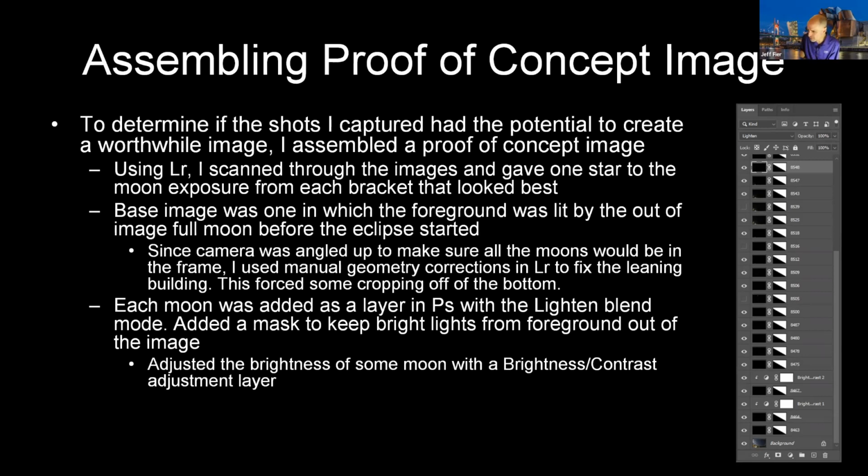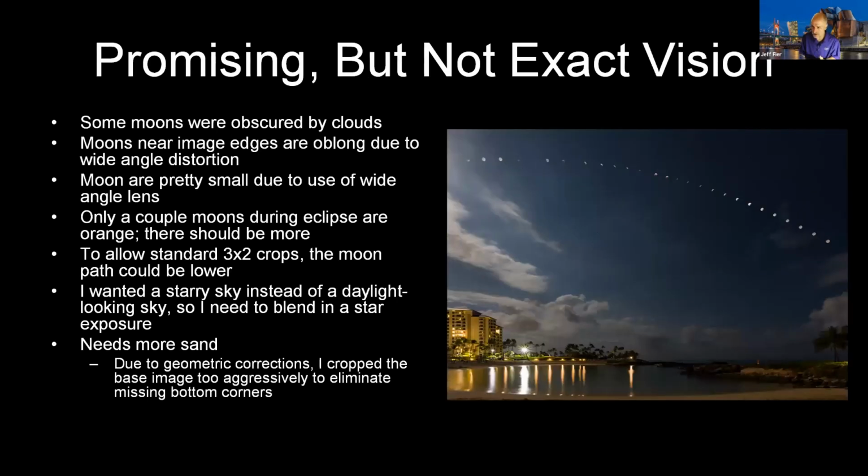Since each of these moons was a different exposure and the exposures were changing through the night, they all weren't exactly the same. And so I found out I had to add some brightness contrast adjustment layers to some of the moons to even out the exposures to make them all look reasonably like they're the same exposure. But it all worked, and it gave me a proof of concept image that looked like this.